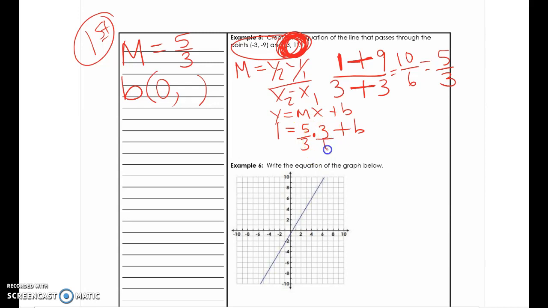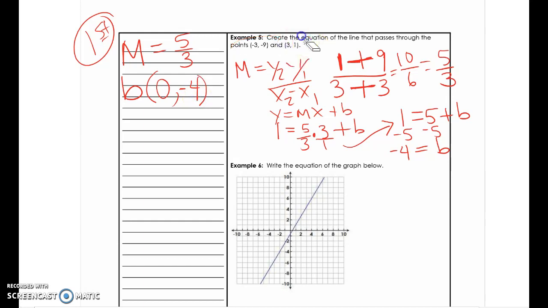5/3 times 3 over 1. 15 divided by 3 is 5. So I have 1 equals 5 plus b. Get b by itself by subtracting 5. 1 minus 5 is negative 4. So we know that the b value is negative 4.